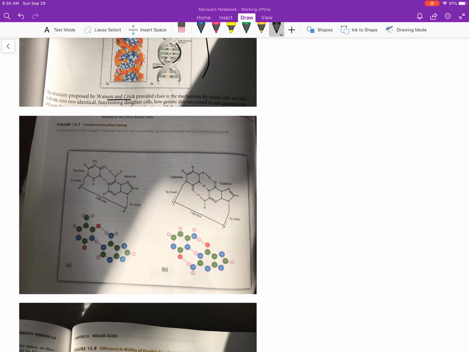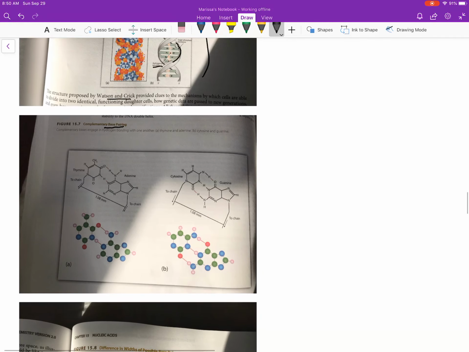All right, so complementary base pairing. Okay, so we're going to talk about the rules.